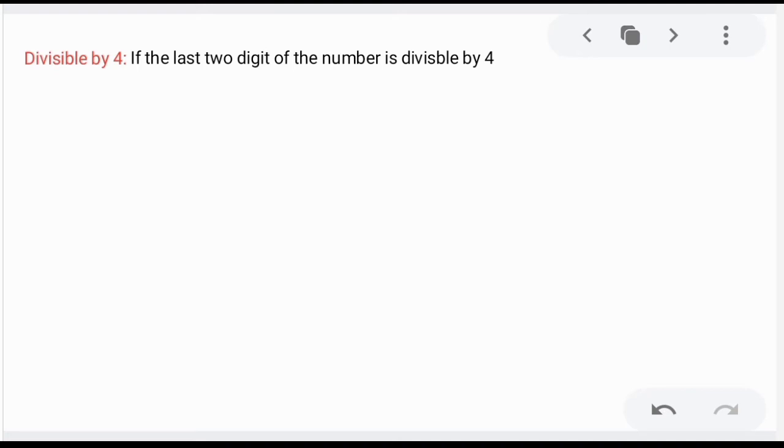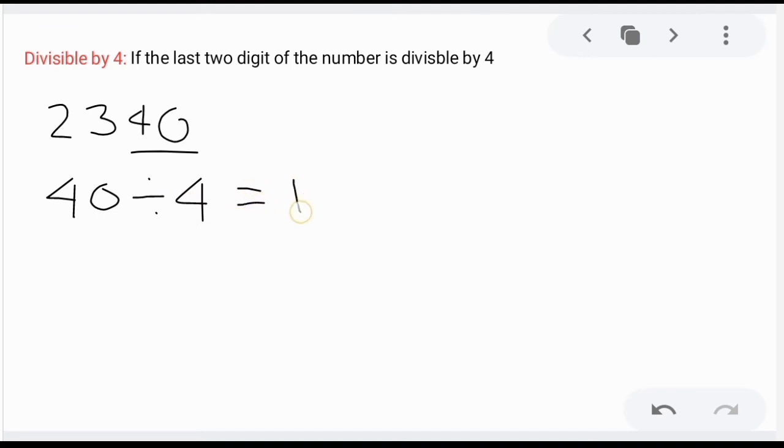Now, let's try divisibility by 4. It states that if the last two digits of the number are divisible by 4. Let's try this example. We have 2,340 and the last two digits are 40. Divided by 4, we get 10. Therefore, that number is divisible by 4.